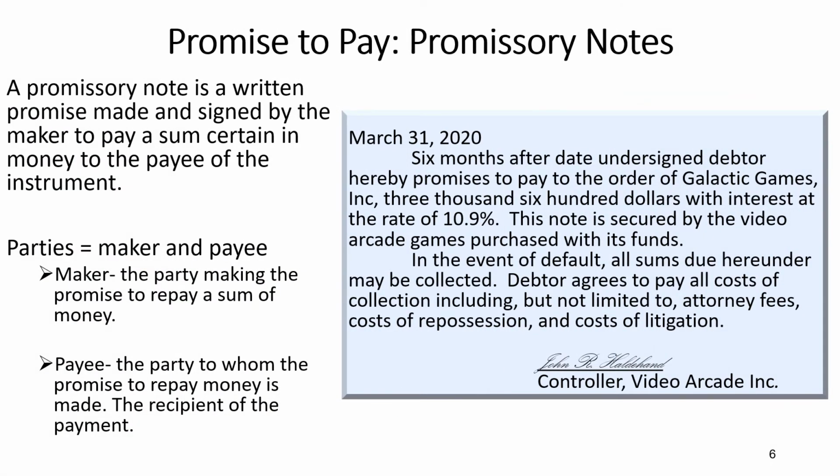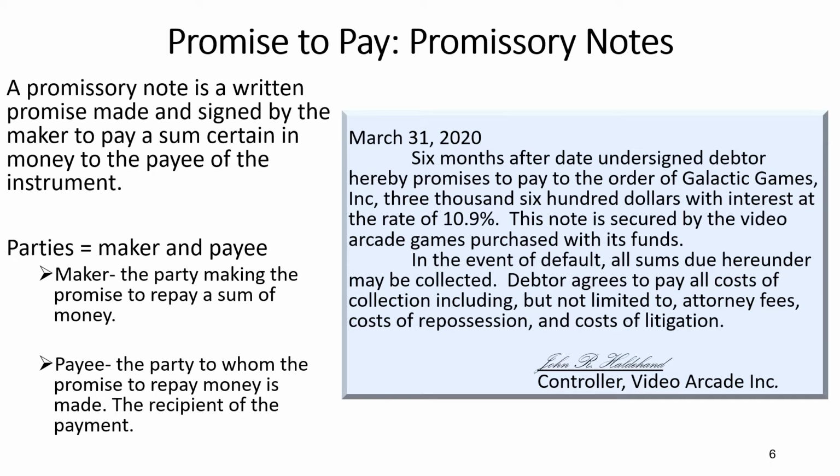The first type of negotiable instrument is a promise to pay. The first example we'll look at is a promissory note. A promissory note is a written promise made and signed by the maker to pay a sum certain to a payee. There are only two parties on promises to pay. That's one way you can help to distinguish a promise to pay from an order to pay. There are only two parties on the promise to pay, the maker and the payee.